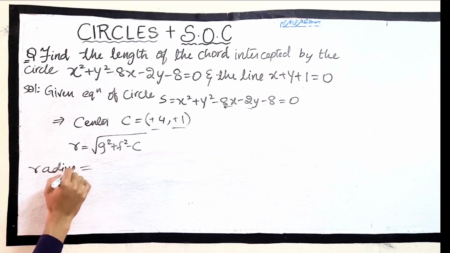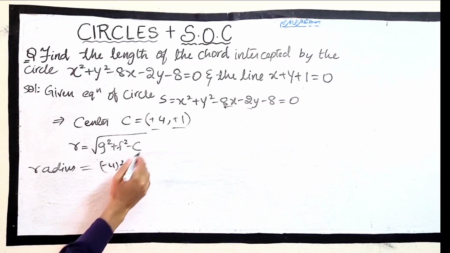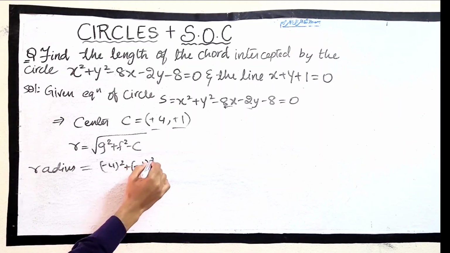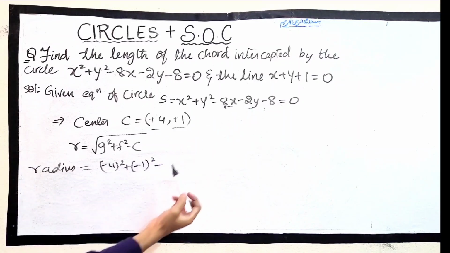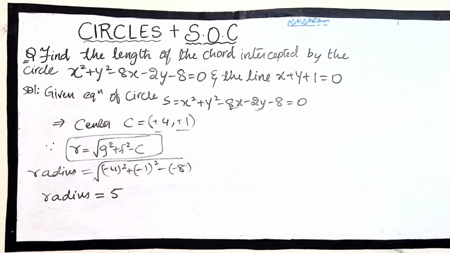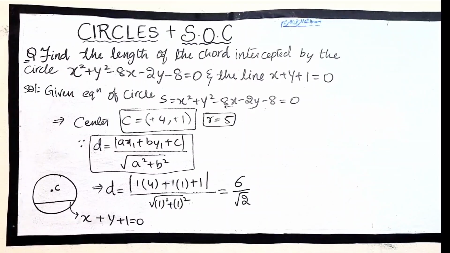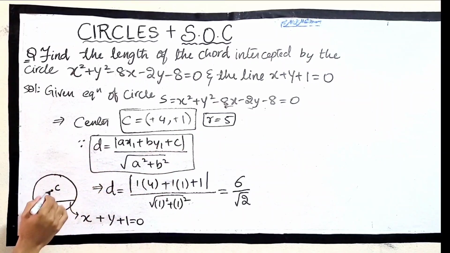After substituting, the g value will be minus 4 whole square plus the f value will be minus 1 whole square minus of minus 8. Here you already get the c value from the equation of the circle, which is minus 8. So the radius is equal to 5. This is a very easy problem. In the next step, as we have got the center and the radius of the circle, you just need to find the distance d, which means the perpendicular distance from a point to the line.